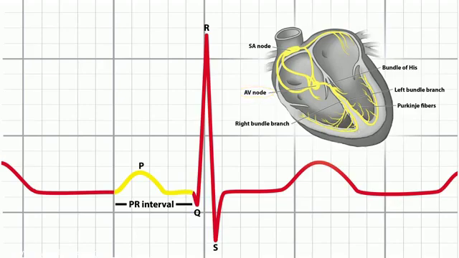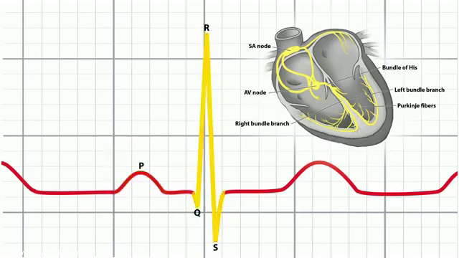Now, normally, the PR interval is less than 200 milliseconds. So if you see a PR interval that is longer than one giant bold box, then that is going to be a prolonged PR interval, which can then indicate maybe something like a heart block. And we're going to talk about that in detail later.